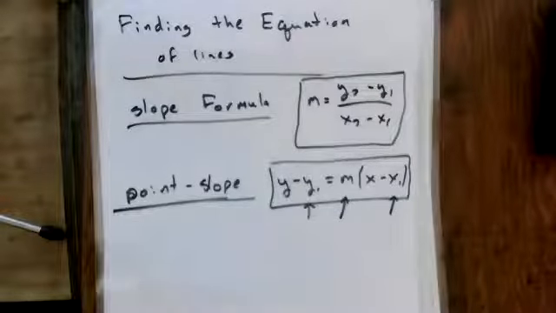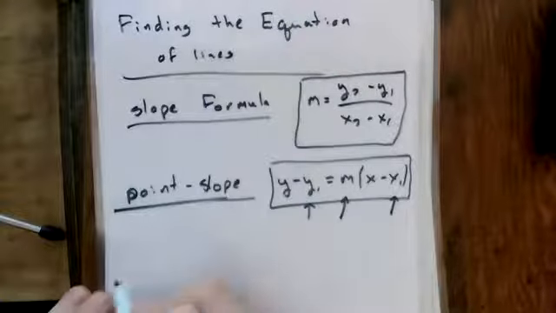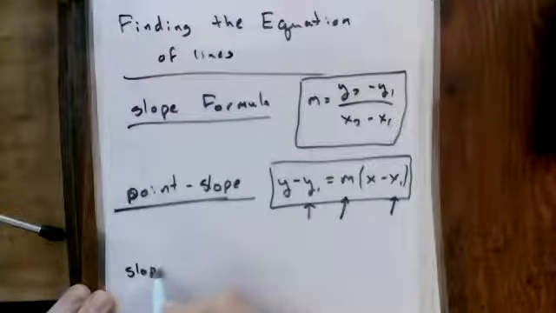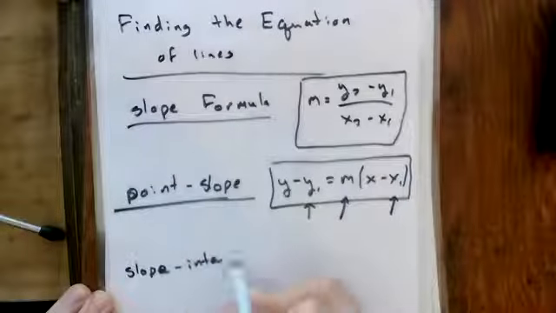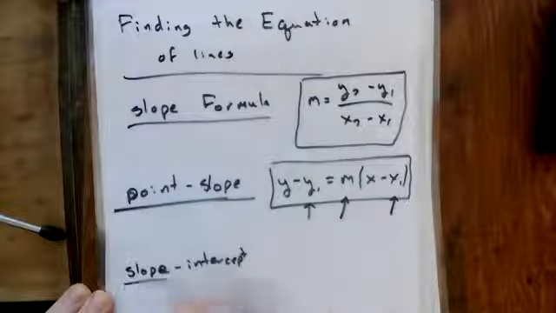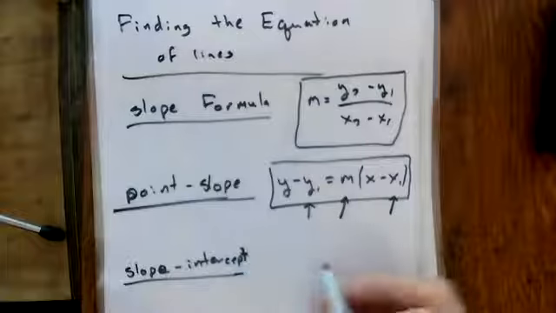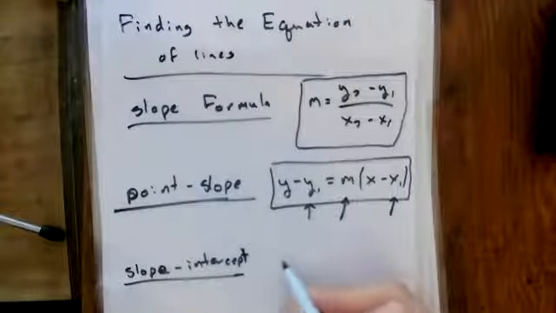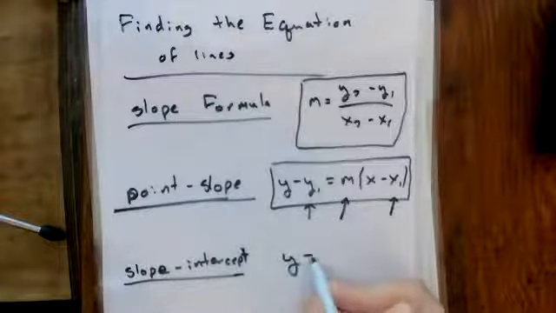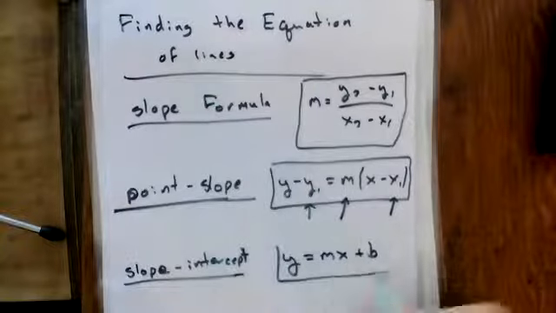And the last one is probably the easiest one to use if we're given these pieces of information. And this is, of course, the slope-intercept form. And this one is usually what a lot of folks think of when they think of finding an equation or what a linear equation is supposed to look like. They think of this: y is equal to mx plus b.